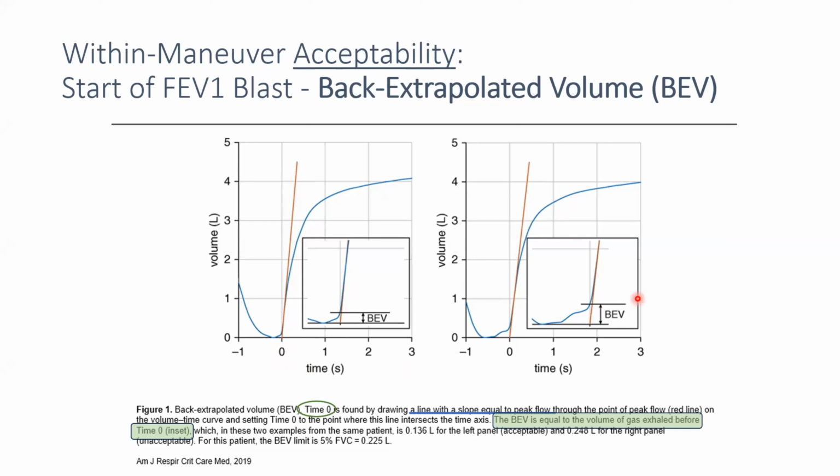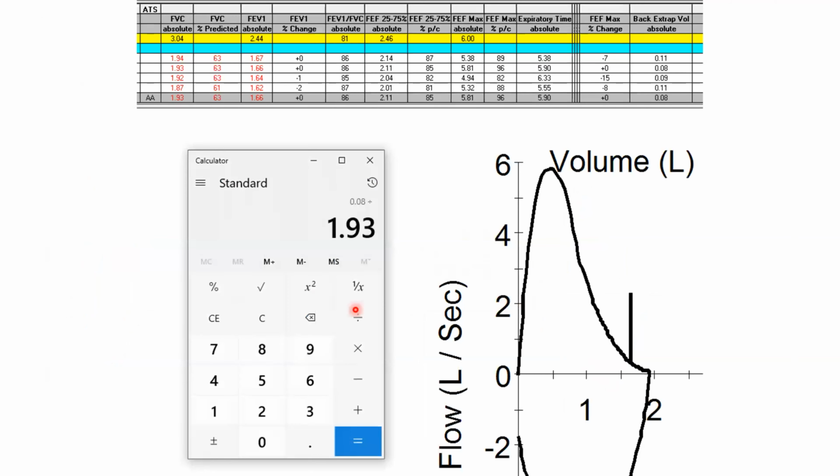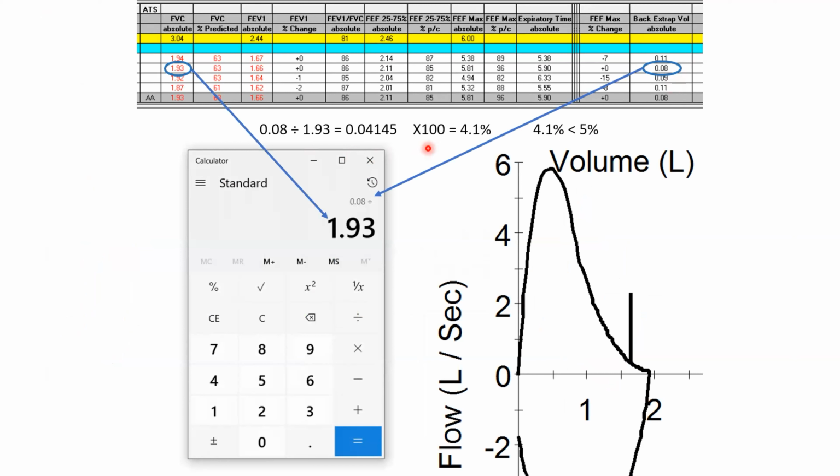This one is not. How do you calculate it? So you pull up your calculator from your computer and you find your back extrapolated volume, put that in your computer, divide it by your forced vital capacity from the exact same maneuver. 0.08 divided by 1.93 is 4.1%. This is less than 5%, so this back extrapolated volume is an acceptable maneuver.